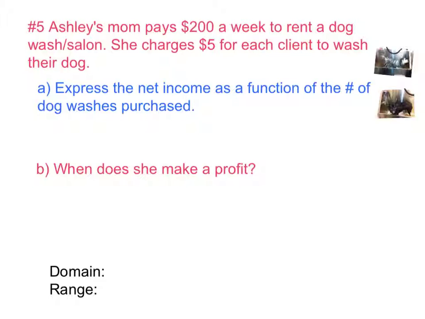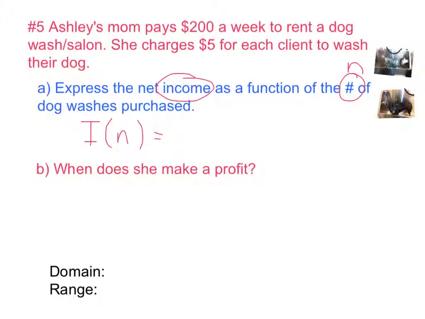So instead of f of x, we need to express income. I would say you use I. Now, income is dependent upon the number of dog washes. I'm going to call that N. You can call it whatever you want. So, income is directly dependent upon number of washes. That makes sense? In other words, the more washes that clients do, the more income she gets.